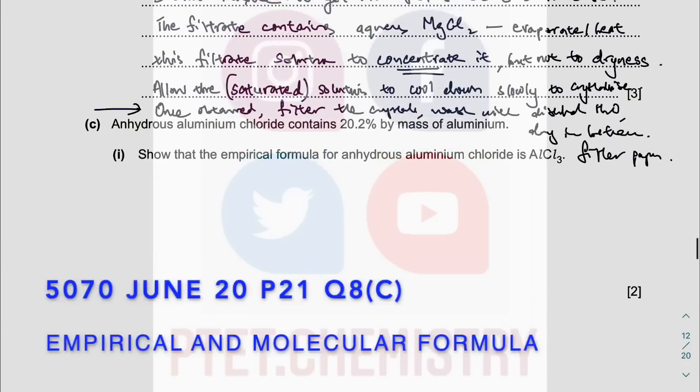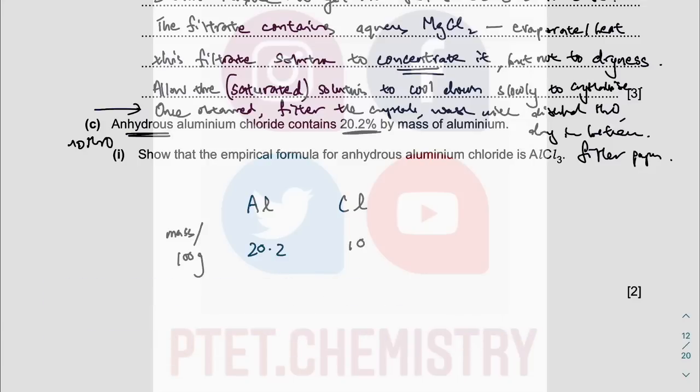Okay, empirical formula. So this is aluminium chloride. Anhydrous means no water. And then we just know the mass per 100 gram, so that's basically the mass in percentage. There's 20.2. Therefore, since it contains aluminium and chlorine only, the remaining mass will be the mass of chlorine. So there's 100%, which is 100. Well, out of 100 gram, there's going to be 79.8 gram of chlorine.